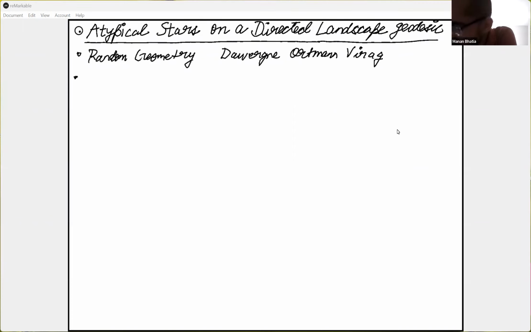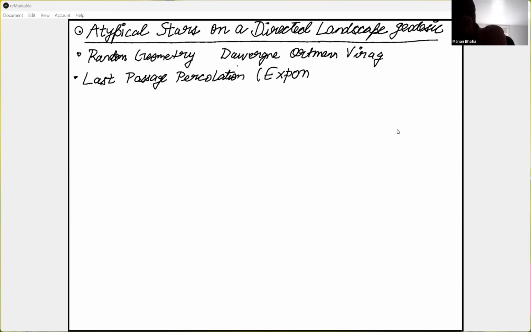Okay. So which model am I talking about? I'll talk about last passage percolation, and in specific, exponential last passage percolation. I guess most of you have probably heard about first passage percolation, but for last passage percolation, in particular exponential last passage percolation, there are some magical bijections which actually allow you to get a handle on the scaling limit. So that's why we talk about this. Okay. So what's the model?